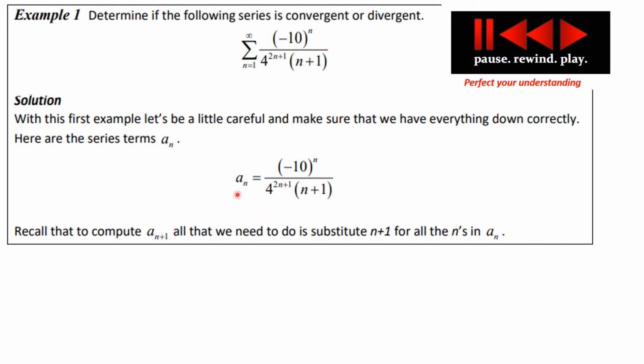The first step is for us to figure out what a sub n is. So a sub n is just this term, so I just repeat it here. It's minus 10 whole to the n divided by 4 to the 2n plus 1 times n plus 1. But then we also have to know what a sub n plus 1 is. So what we're going to do is substitute n plus 1 everywhere. So this is going to be minus 10 to the exponent n plus 1. This is going to be 4 to the 2 times, I'm going to put n plus 1 in there in parentheses, plus 1. And this is going to be n plus 1 plus 1. So that's what we'll get for a sub n plus 1.